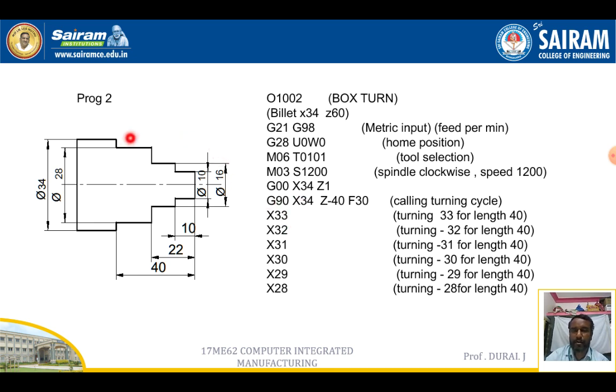So it removes the material, goes over here, and then X32 means again from 34 to 32 mm, 1 mm depth of cut. Like this it keeps on going at 31, 30, 29, 28, up to 28 mm diameter, 40 mm length. For up to 28 mm diameter, 40 mm length has to be removed. After that we have to change the length up to minus 22, diameter of 16 mm.